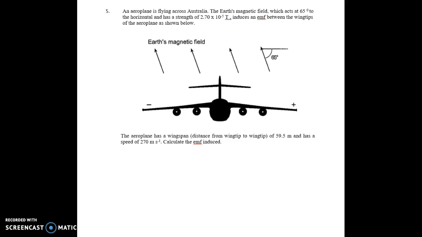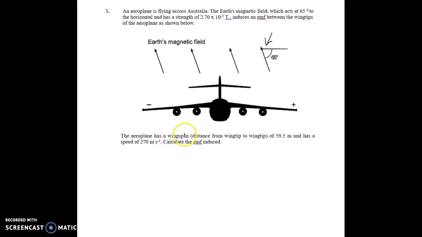Next question that I want to go to is question number 5. I'm skipping 4. Question number 5 is that you have an aeroplane flying across Australia. The Earth's magnetic field acts at 65 degrees to the horizontal, as shown in the picture, and has a strength of 2.7 × 10^-5 Tesla. It induces an EMF between the wingtips of the aeroplane as shown below.